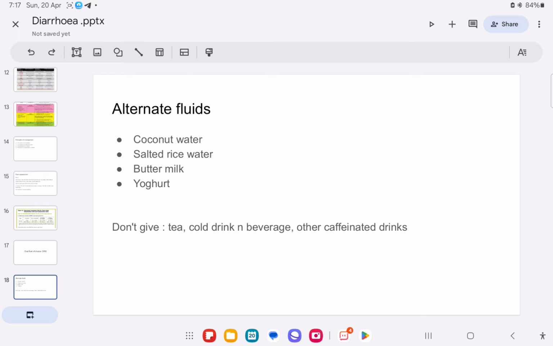Alternate fluids that are used for home management: you can give coconut water, salted rice water, buttermilk, yogurt. Don't give tea. Don't give fruit juice, cold drinks, beverages, and caffeinated drinks. What happens? Fruit juices contain a lot of sugar and they're hyperosmolar. They draw all possible fluids from the plasma and increase dehydration. As I showed you in the initial classification of osmotic diarrhea, they initiate the osmotic diarrhea process.